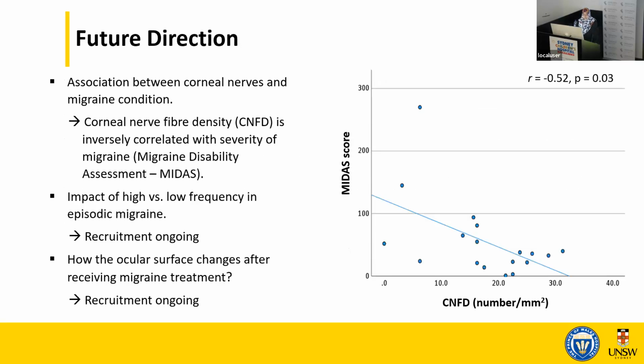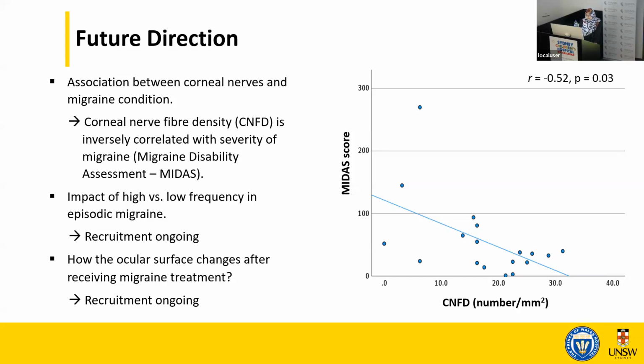Moving forward, we will further investigate this potential by looking at the association between the corneal nerves and the current standard measures of migraine. One of them is the Migraine Disability Assessment, or MIDAS questionnaire. The MIDAS questionnaire is one of the outcome measures used in evaluating migraine condition in migraine clinical trials. Our early findings show that migraine disability is significantly correlated with the reduction of corneal nerve fiber density.